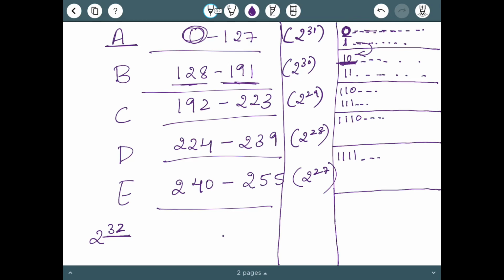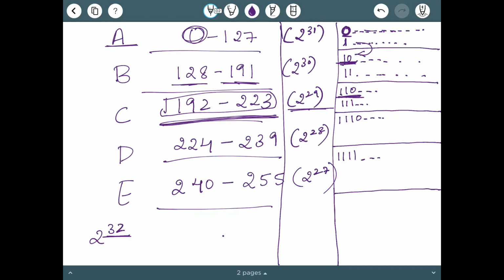Then it follows class C. We have seen most IP addresses in this range because it is a very commonly used class: 192 to 223. Here 1 and 0 have been taken, and next we have 110. When you see any IP address starting with 110, we know it is a class C IP address, and it extends to 111. Since 3 bits are reserved, it is 2 to the power of 29.